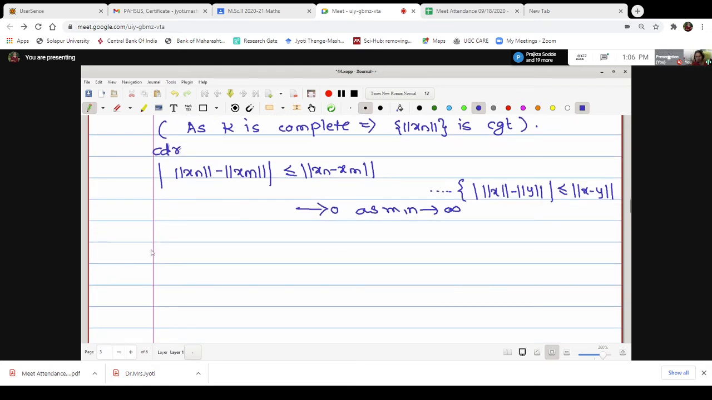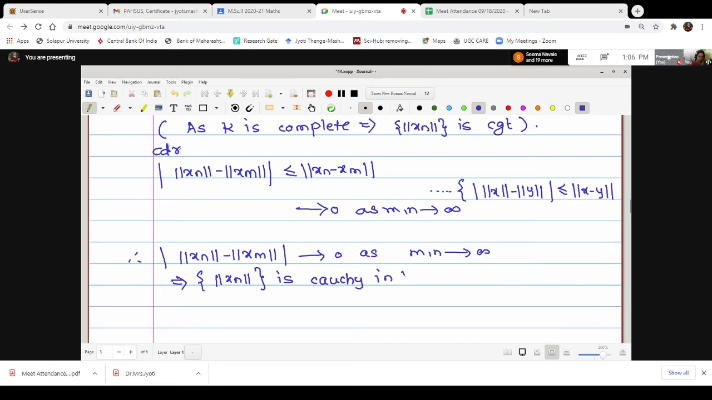Hence, what we have proved is that modulus of norm xn minus norm xm tends to 0 as m, n tend to infinity. Hence, what does it mean? The sequence norm xn is Cauchy in K, which implies the sequence norm xn is convergent in K. This is what we have about the examples.